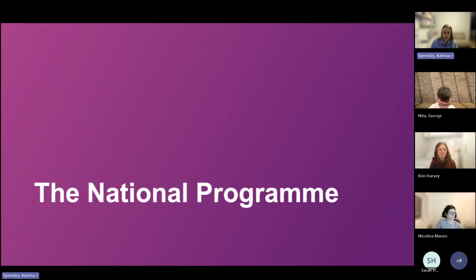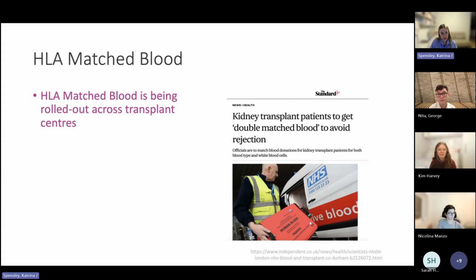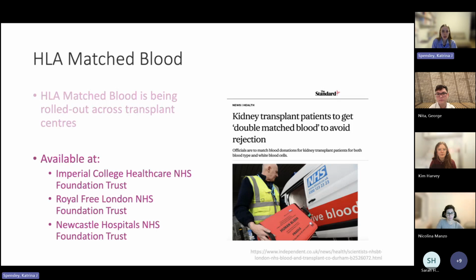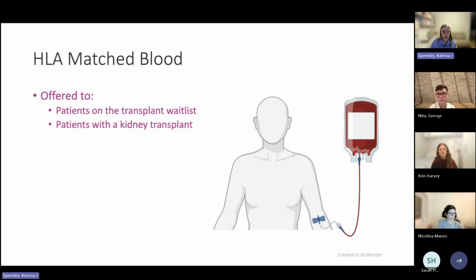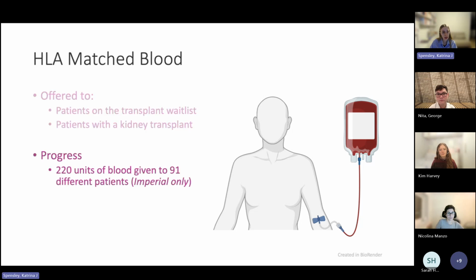So the next couple of slides are just giving an overview of the national programme. This started as a collaboration between NHS Blood and Transplant and Imperial College Healthcare, and it's now being rolled out to different transplant centres. At the moment, it's available at 3 transplant units. The Royal Free and Newcastle were added this year, and there's a timetable to bring all of the transplant centres into the programme over the next couple of years. HLA matched blood units are being offered to patients who are on the transplant waiting list and patients with a functioning kidney transplant. And so far, at Imperial, we've given 220 units of blood to 91 different patients.